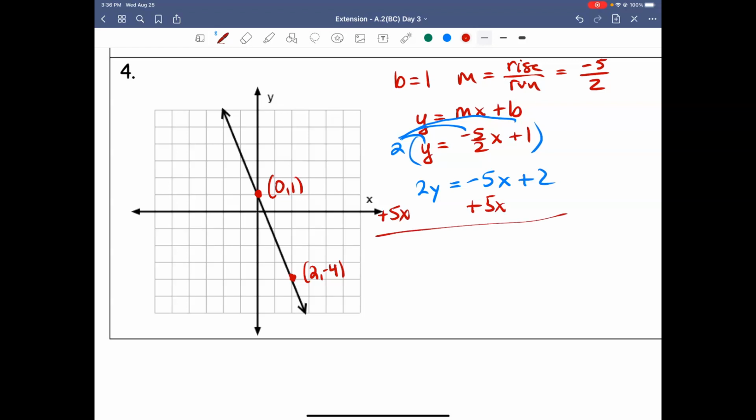And so on the left-hand side, we will have a +5x plus a 2y is equal to, our 5x's on the right cancel, and that will just equal +2. Again, notice that my value for a, or my coefficient in front of x, is positive, and so that's how I know that I'm finished writing this equation in standard form.